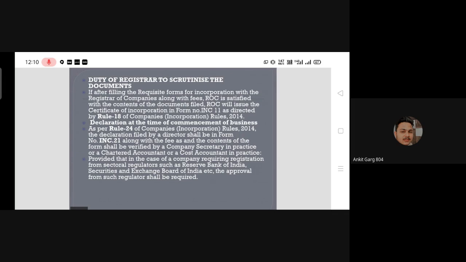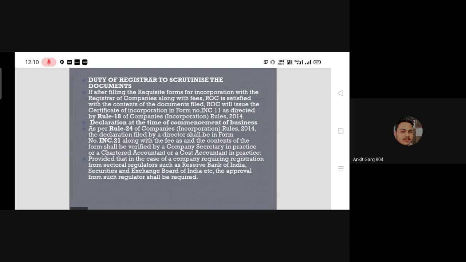After filing the requisite forms for incorporation with the Registrar of Companies along with the fees, if ROC is satisfied with the contents of the documents filed, ROC will issue the certificate of incorporation in form number INC 11 as directed by Rule 18 of the Companies Rules 2014.